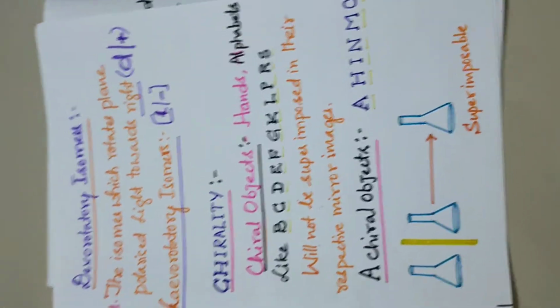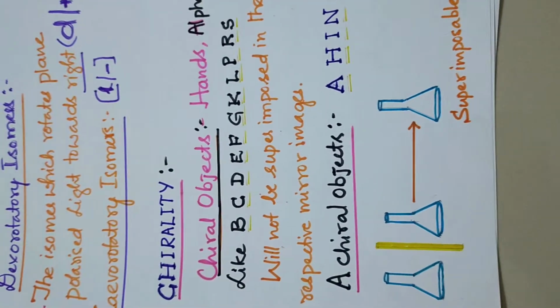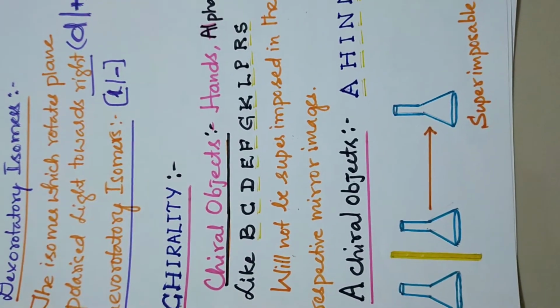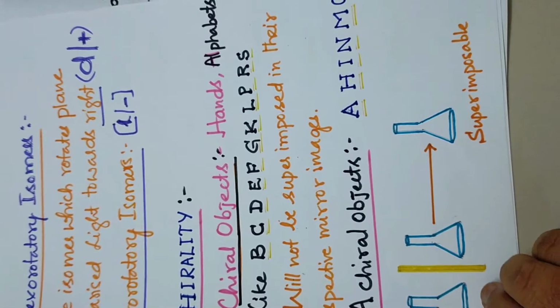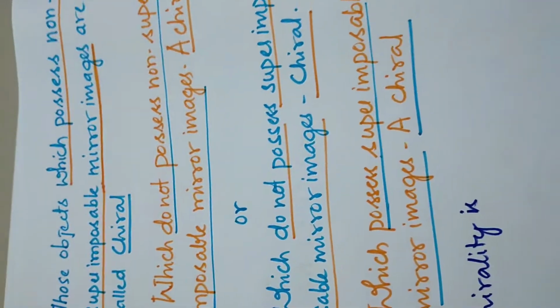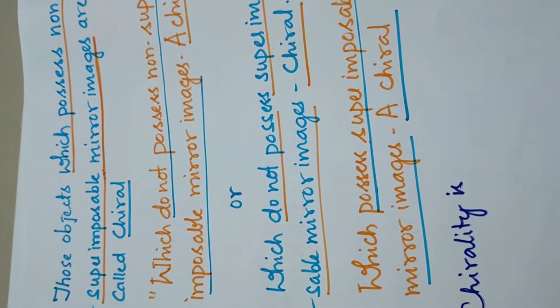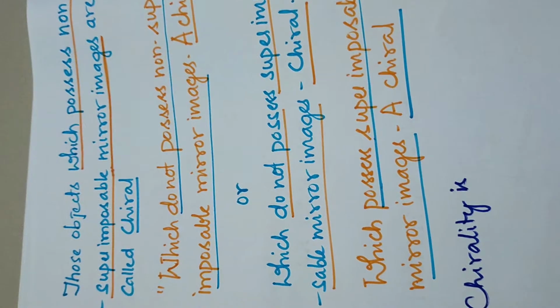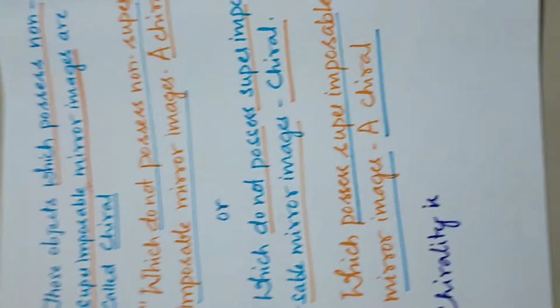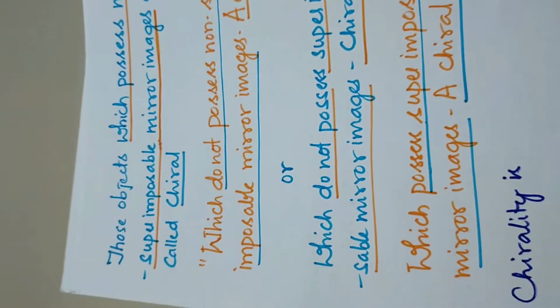I want to make it clear. Then I finish up this one and then I come to the images of B and A, how it comes. Then you go for achiral and chiral. So chirality, achiral and chiral objects. Here it is very clear: those objects which possess non-superimposable mirror images are called chiral. You should not get confused about chiral, superimposable and non-superimposable.